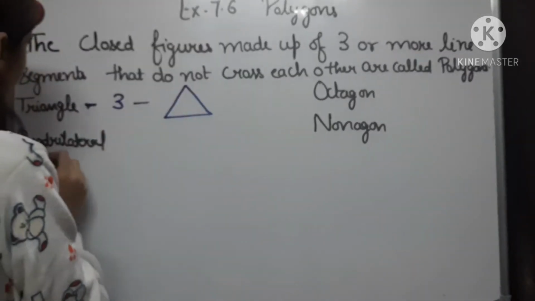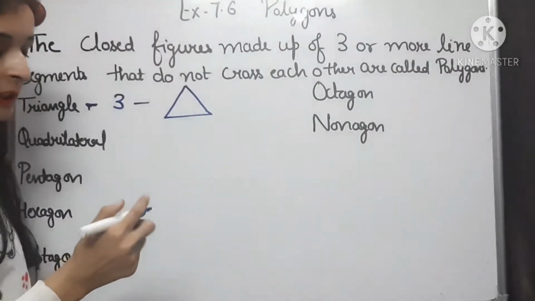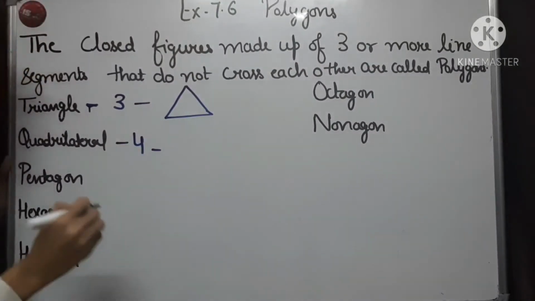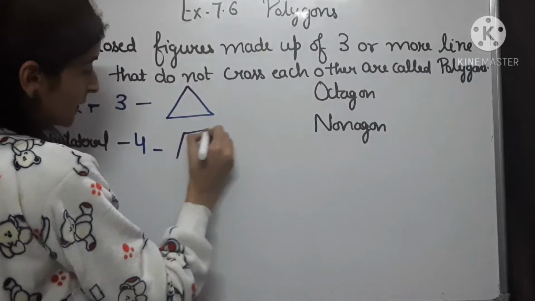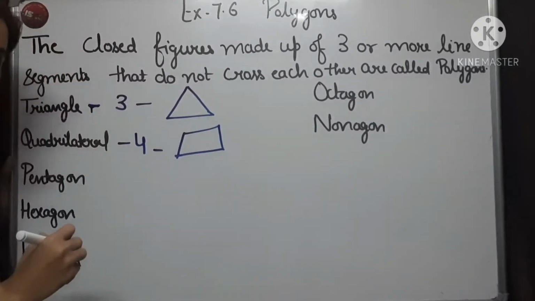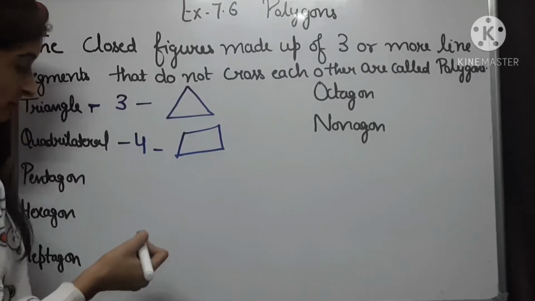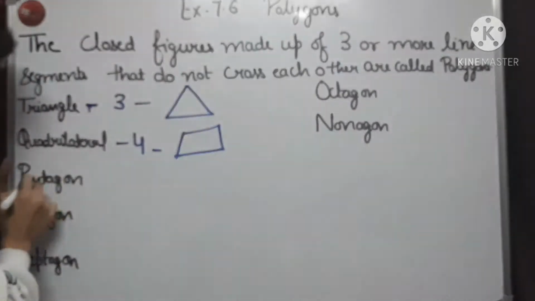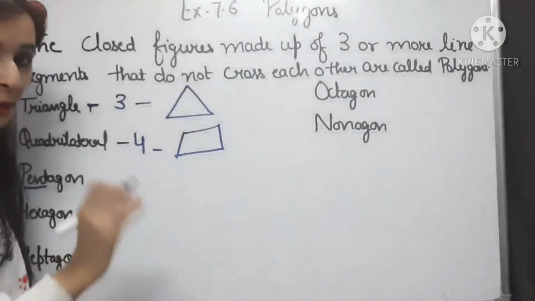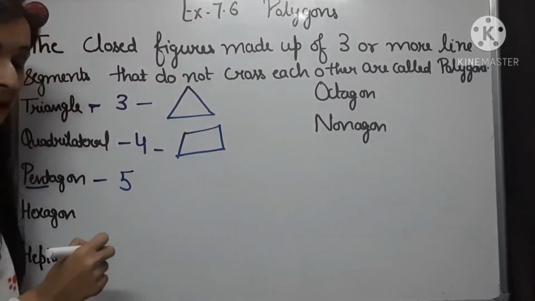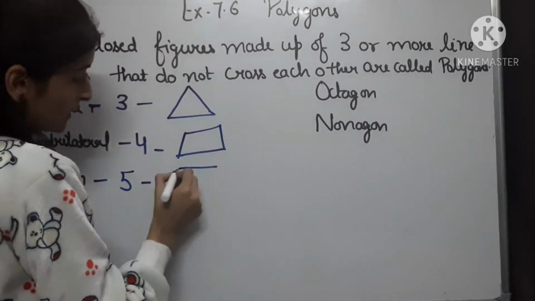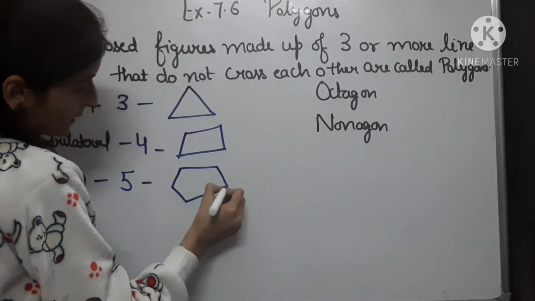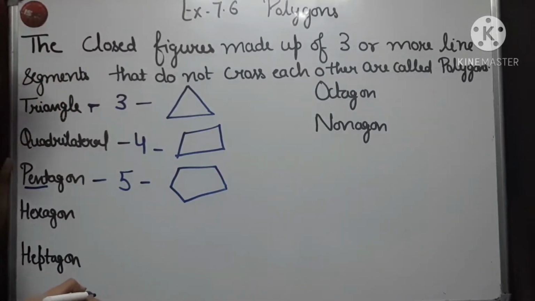Now let's come to quadrilateral. Quadrilateral is also a polygon and it is made up of 4 line segments. How do we draw a quadrilateral? We draw a quadrilateral like this. These are 4 line segments here. Then we have a pentagon. As it is clear from the word, penta means 5 sides. So there will be 5 sides in a pentagon. And how do we draw a pentagon? 1, 2, 3, 4 and 5. This is a pentagon.